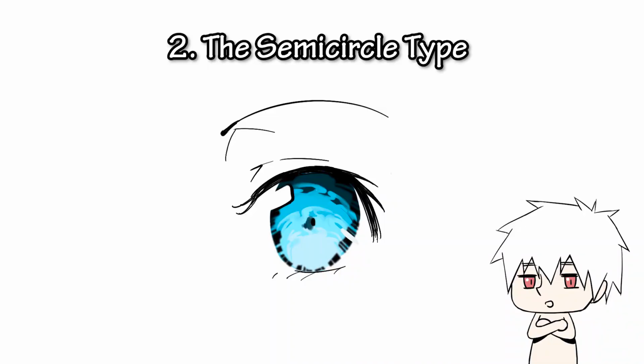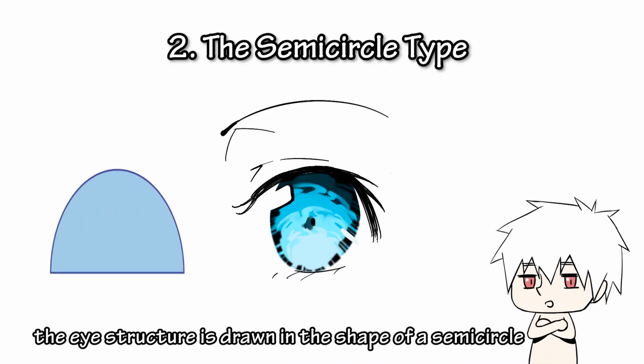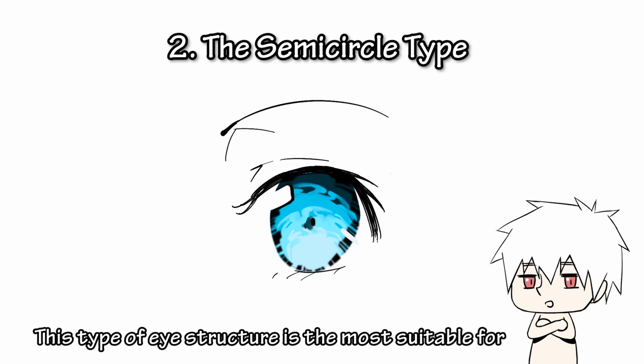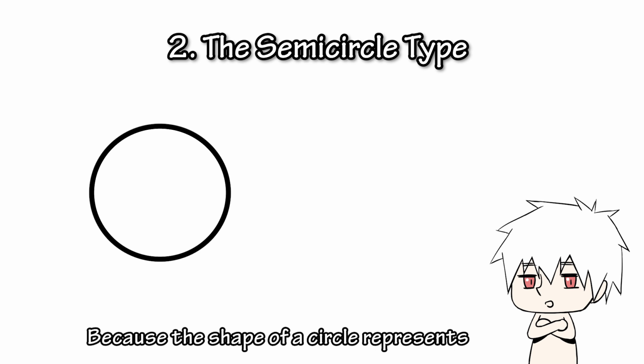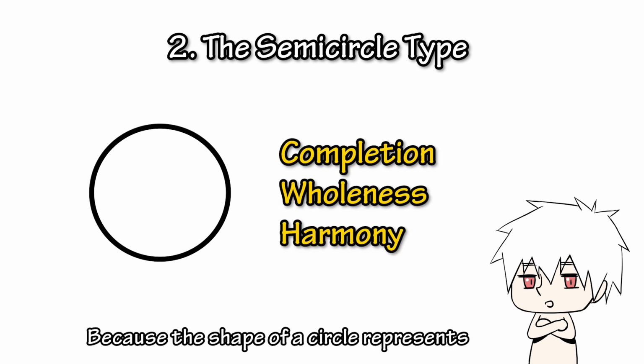Second, the semicircle type. For this type, the eye structure is drawn in the shape of a semicircle. This type of eye structure is the most suitable for moe and kawaii girls, because the shape of a circle represents completion, wholeness, and harmony.